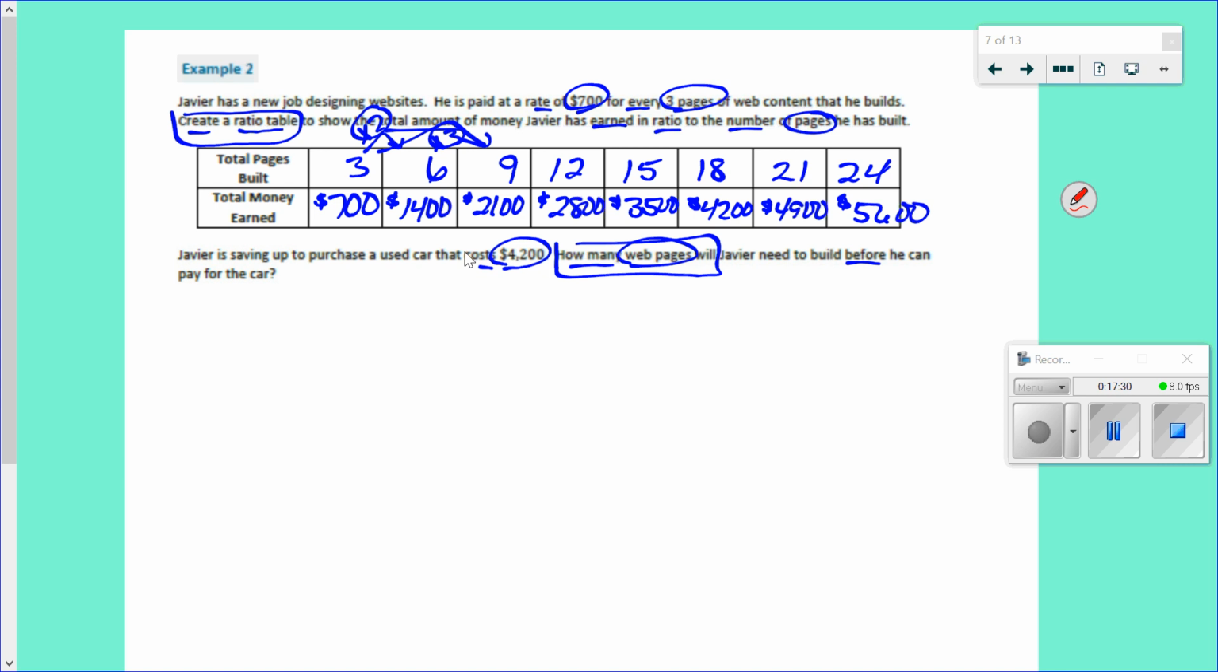How did you get that? I looked at our table and it says $1,200 and I looked up and I had 8. Awesome. And guys, what Emma just did, this is the advantage to the ratio table. Is this table hard to build? Not really. It's actually pretty easy, right? But once it's built, if they ask me a follow-on question, just like Emma said, all I had to do is look at the table, I find the 4,200, and I know how many pages I need to build. Javier needs to build 18 pages.